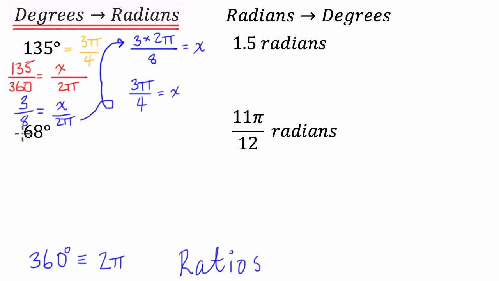Okay, well, let's go to the next one. This one's going to be a bit more tricky, but we're going to use exactly the same method. What I'm going to do is I'm going to go 68 degrees over 360 equals the amount of radians we're trying to look for divided by 2 pi.